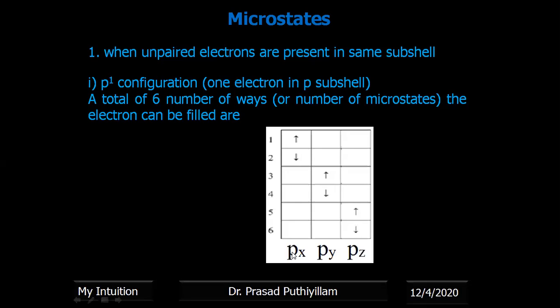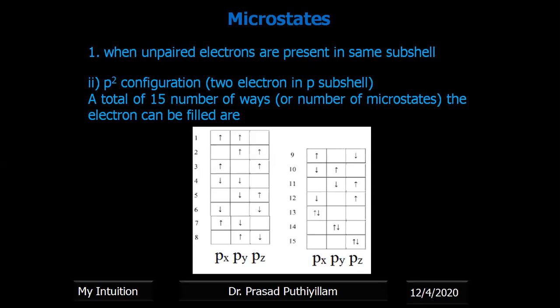The first possibility is that the one electron is only in px with up spin. The second possibility is that the electron is present only in the px subshell with down spin. A third possibility is that the electron is present in py with up spin, then with down spin, then pz with up spin, and pz with down spin. So these are the 6 ways, or we call them the microstates. Now it is clear what a microstate is.